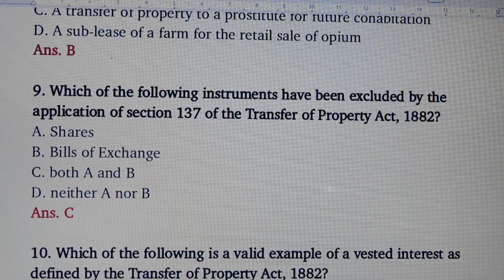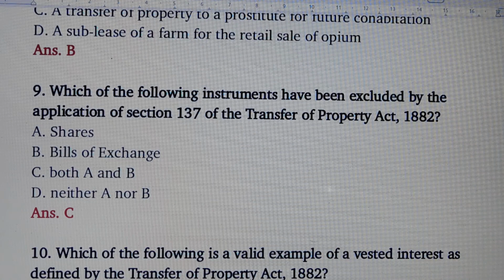Question number 9. Which of the following instruments have been excluded by the application of section 137 of the Transfer of Property Act? Answer is option number C, both option A and B. Means option A, shares, option B, bills of exchange.